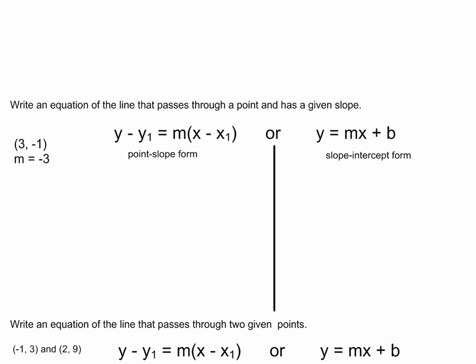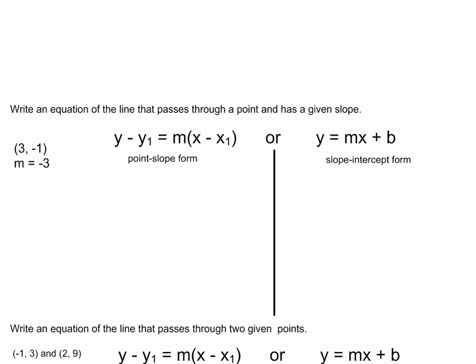Next, we come down to what if we're given the slope and one point, and I'll show you how to do it both ways here. So if we're going to use the point slope form, we would do y minus y1, which is -1 here, so be careful, I'm going to hold that in parentheses, equals my slope, which is -3, times x minus my x1, which was 3.